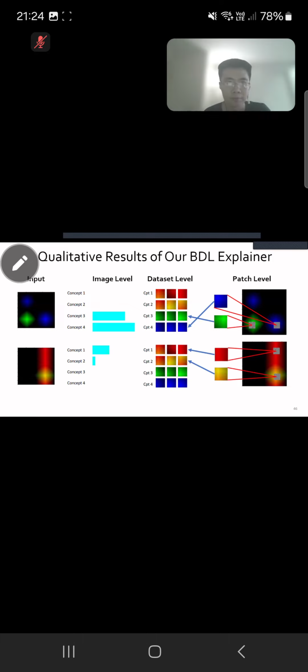And given an input image, we're able to generate image-level explanations and say that this image is most relevant to concept 3 and 4. And at the patch level, we will be able to recognize which concept each patch belongs to. And similarly, for another input image, we can generate its corresponding 3-level explanations.